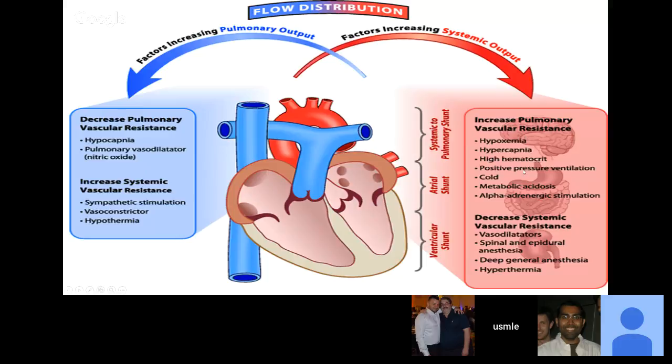Remember those, which are going to decrease the systemic resistance. So it will be vasodilation, contrary to the pulmonary one, which is vasoconstriction. Spinal and epidural anesthesia. Remember this. There have been a few questions that I saw.